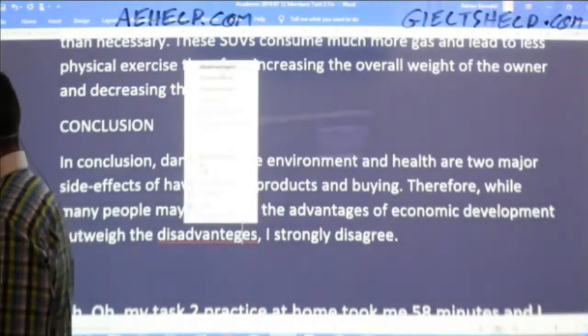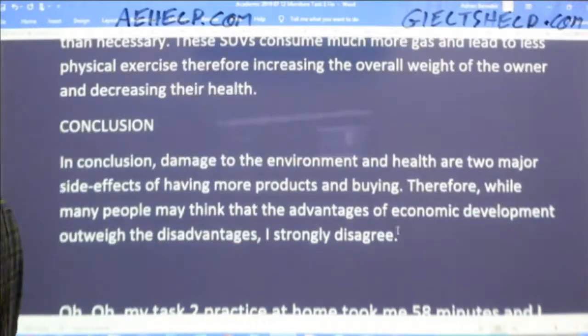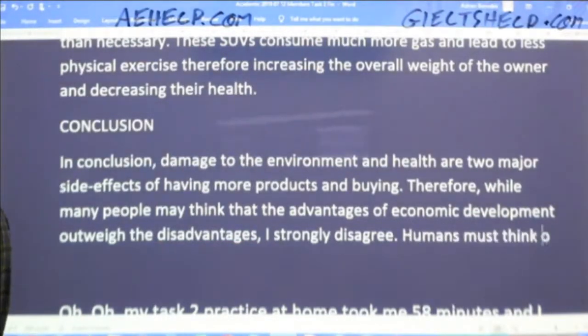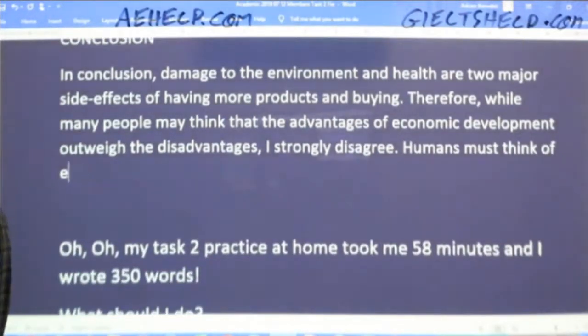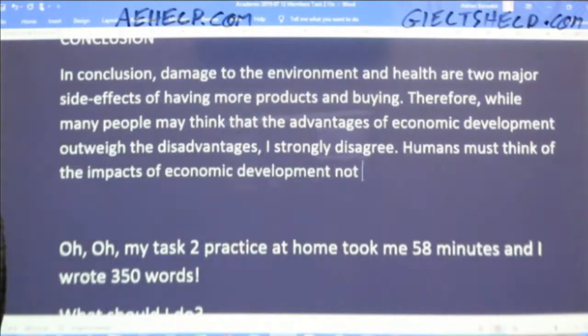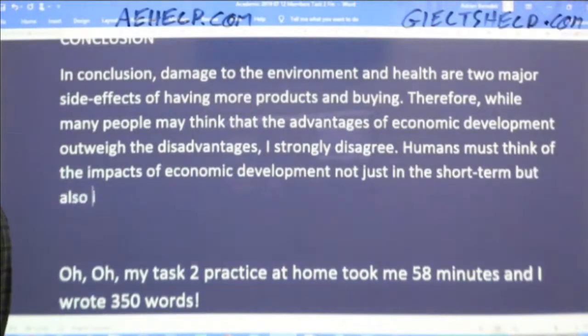In this case, my take-home message will be, humans must think of the impacts of economic development, not just in the short term, but also in the long run.